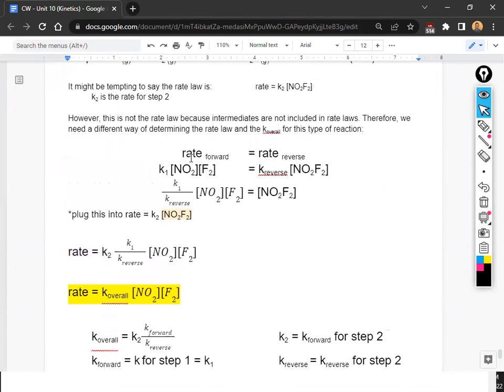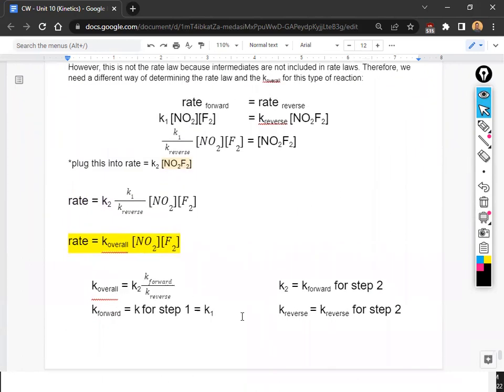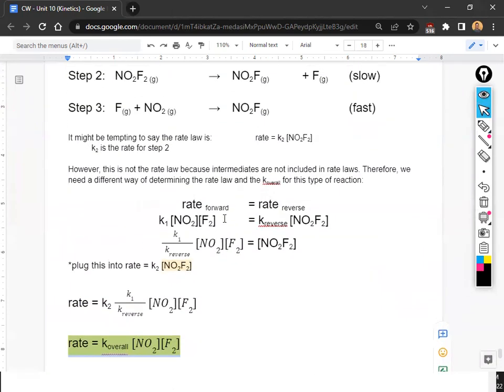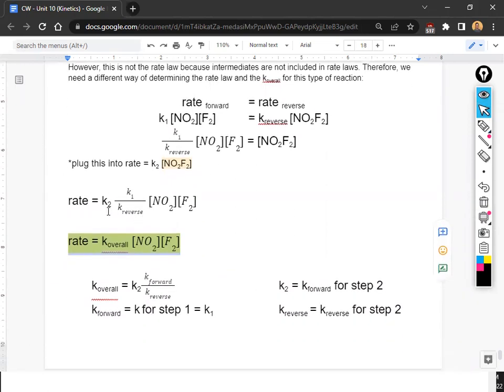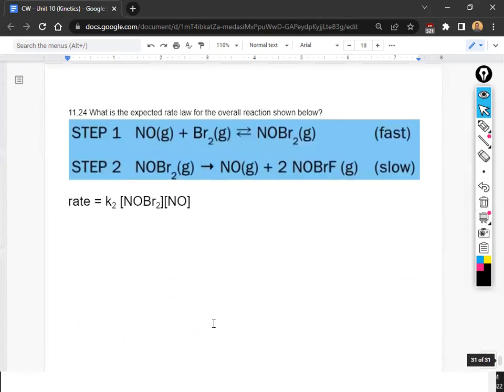I have all the stuff written down here if you guys want to take a look at the math on your own time. This is the answer, the rate law for the reaction. This thing right here, we simplify it as K overall because nobody wants to write that whole thing. So I wrote it right here: K overall is equal to K2 times K forward divided by K reverse. So we're just simplifying the variable. I'll show you guys how to use it right here, and then I'll let you guys go.